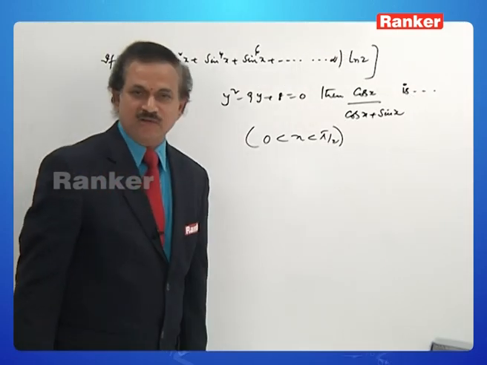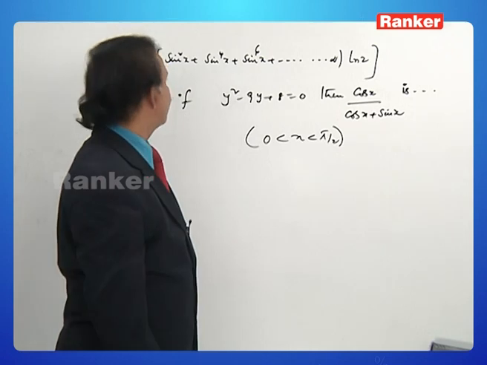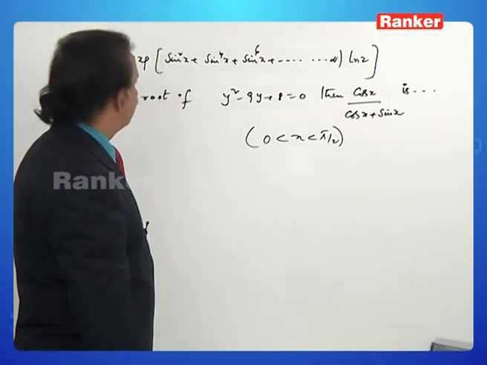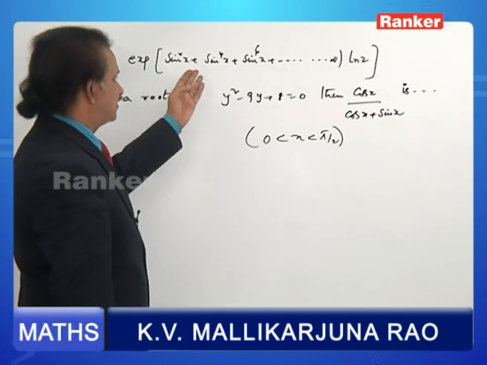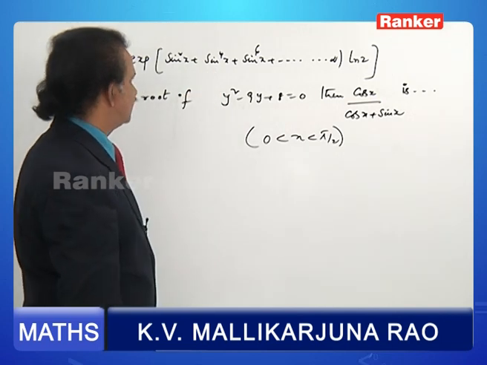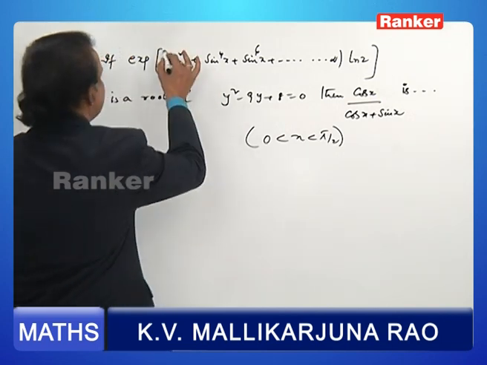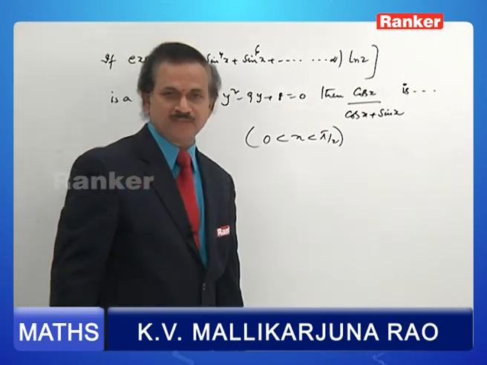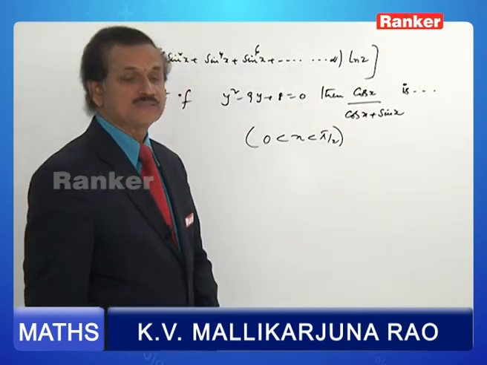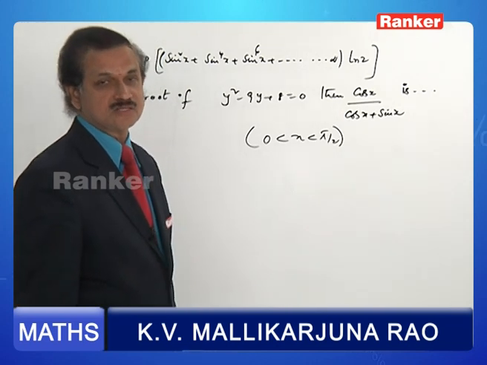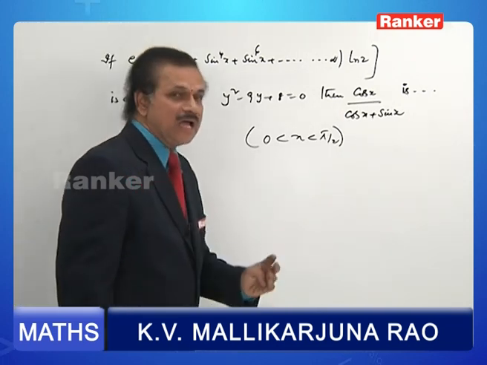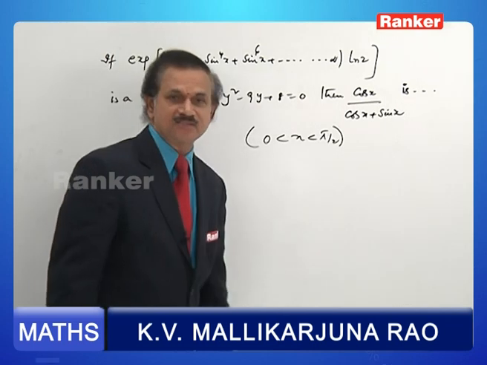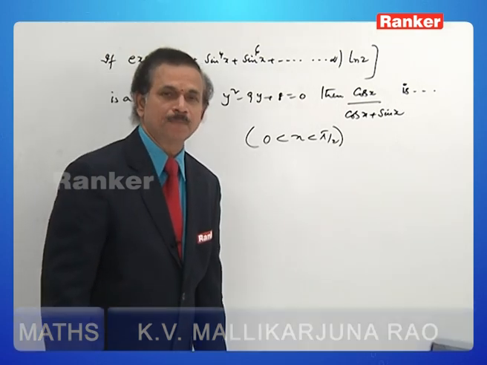Another question is before us. It's a beautiful question. You follow the question carefully. If e raised to the power (sine square x plus sine power 4 x plus sine power 6 x plus etc. up to infinity) into ln 2 is a root of y square minus 9y plus 8 is equal to 0, then find cos x by (cos x plus sin x), of course, when x lies in the first quadrant, that is 0 less than x less than pi by 2.